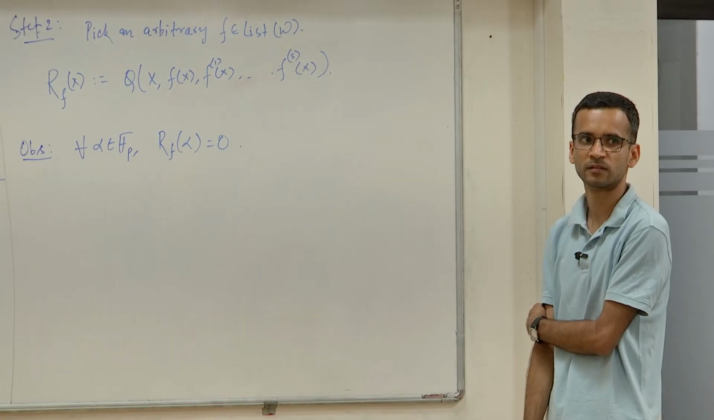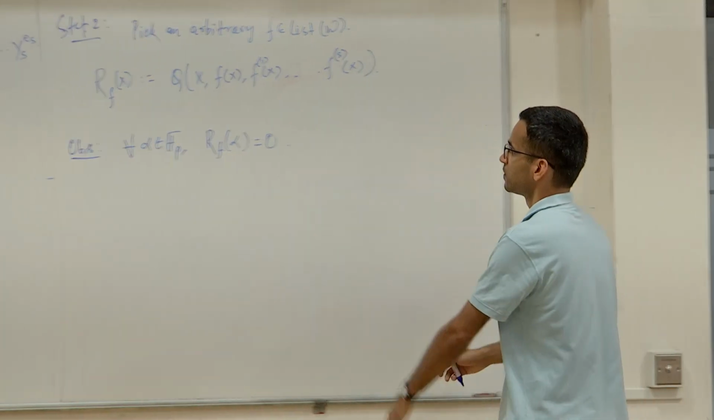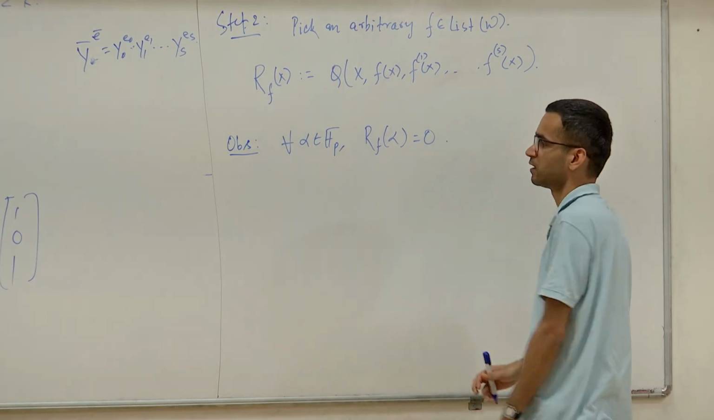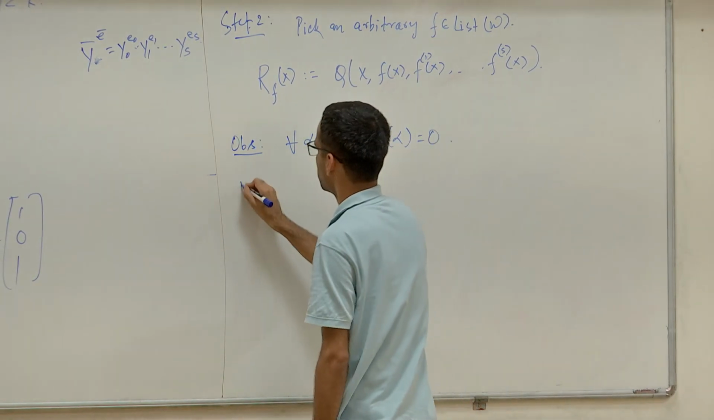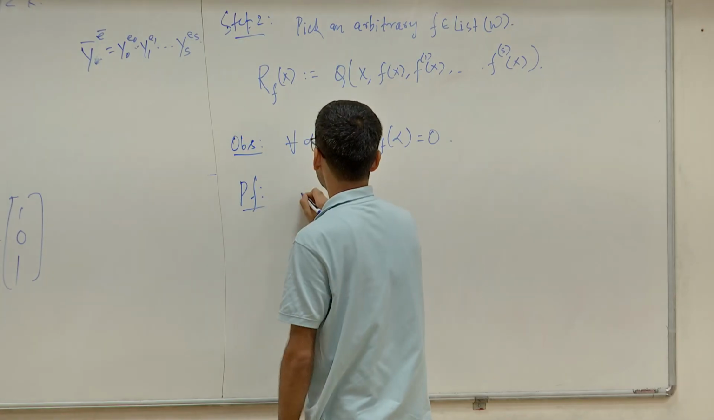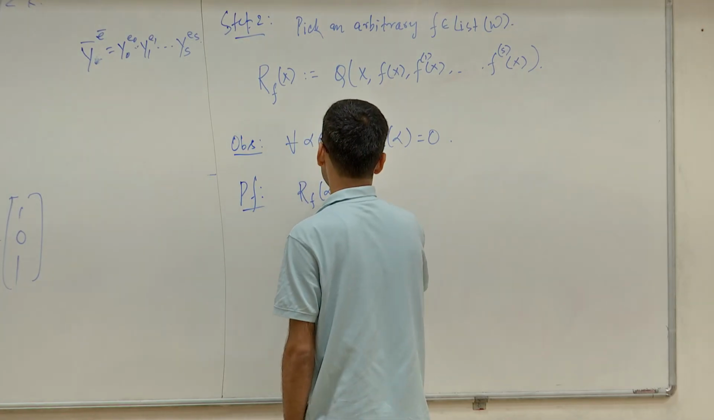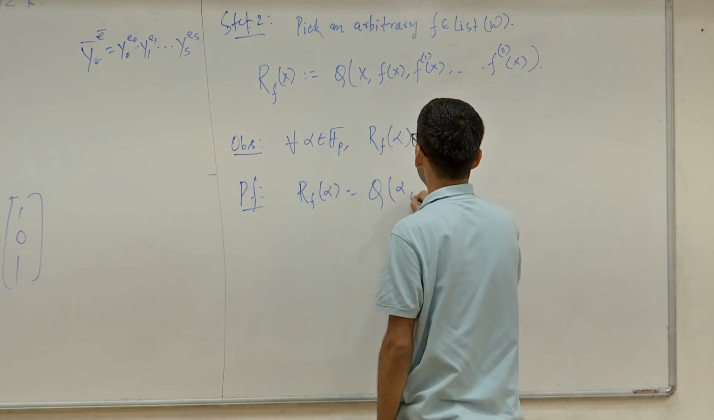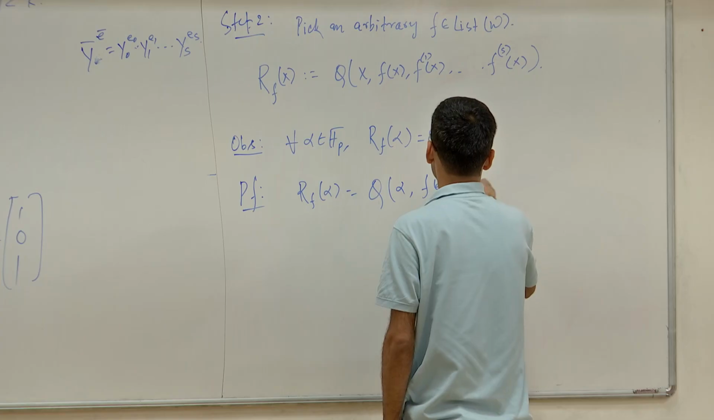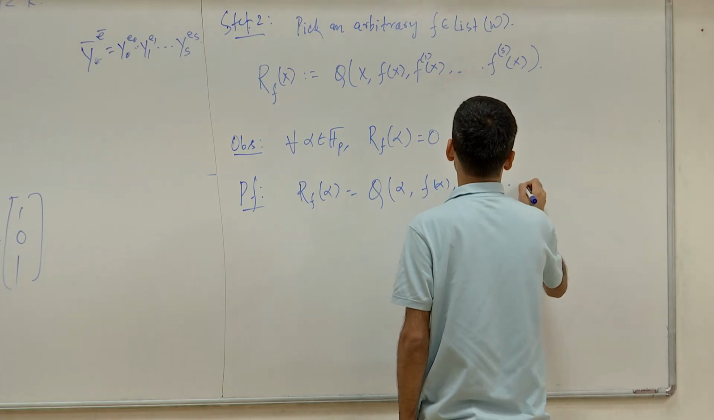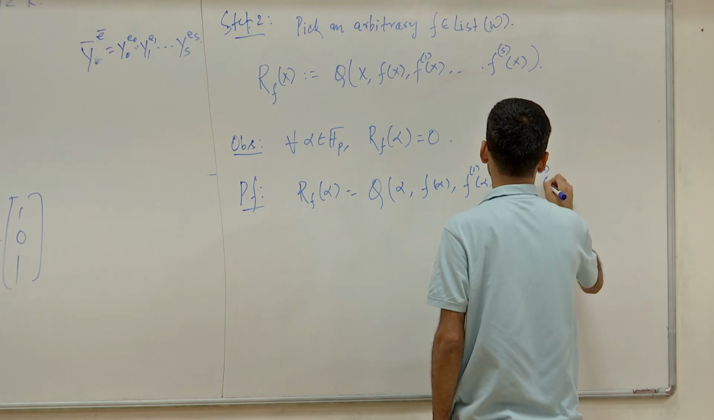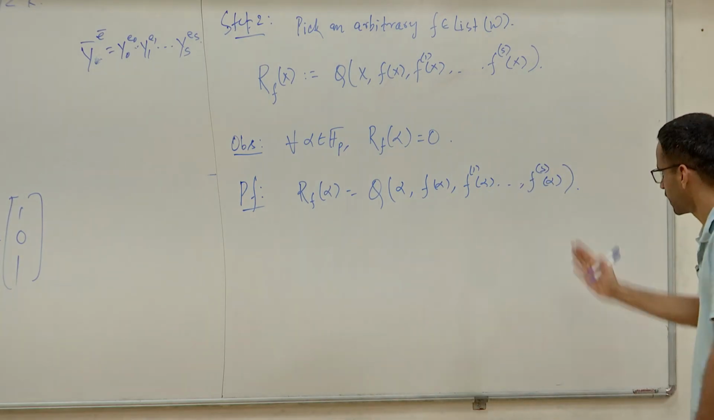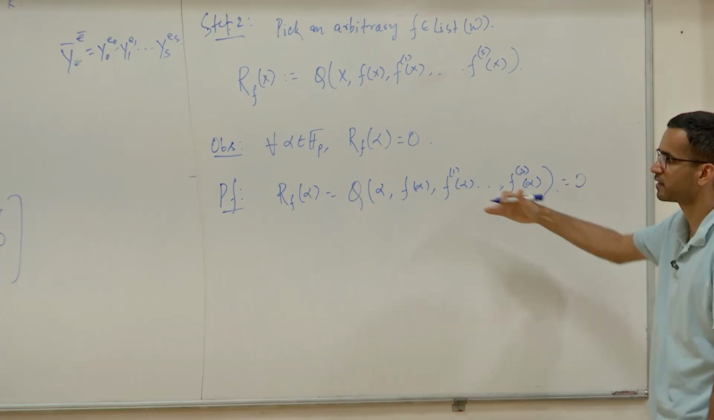Is that clear? For every alpha in Fp, the claim is that r sub f evaluates to 0 at alpha. Why is that true? So let's see what r sub f of alpha is. This was the definition, so we plug in alpha here. So you get q of alpha, f of alpha, the first derivative at alpha, and so on, the sth derivative at alpha. And I want to say that this must be 0. Why is this 0?